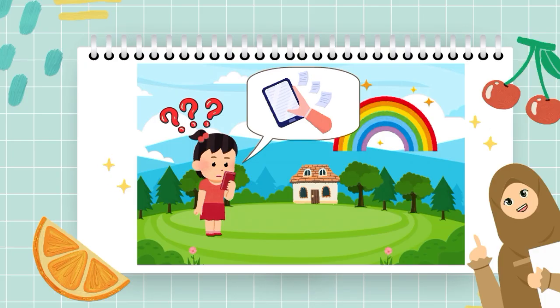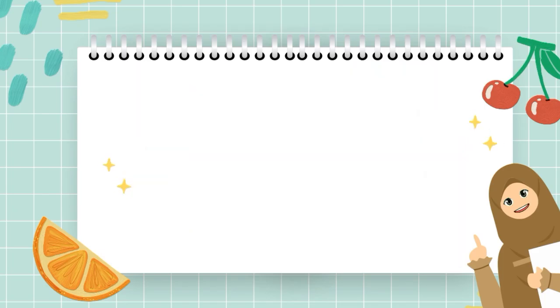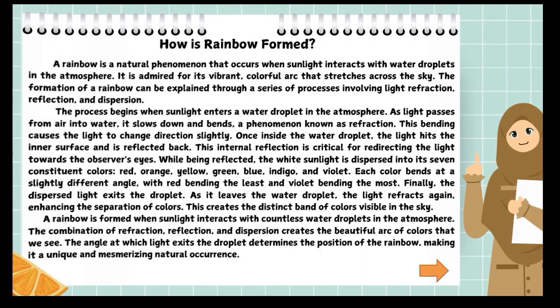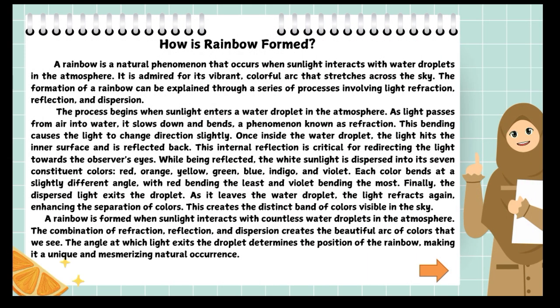Well, students, in English, the type of text Ziva needed earlier is an explanatory text. So in this video, we are going to learn about explanatory texts so that all the students can understand the explanatory text easily and quickly. Here is an example of an explanatory text. Miss will give you 1 minute to read this explanatory text.